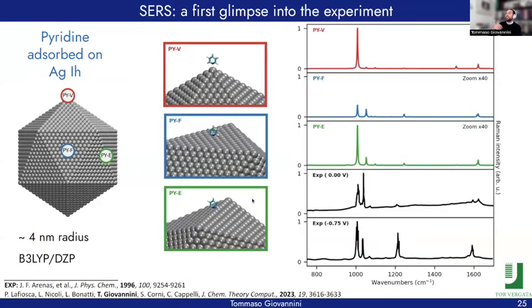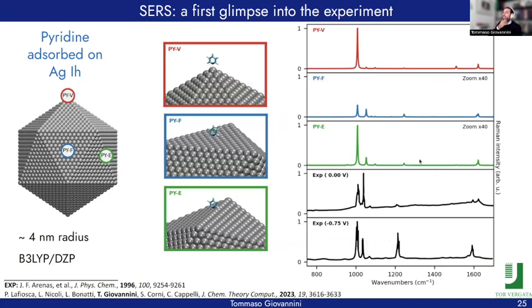And then here is just a first glimpse into the experiments of pyridine adsorbed on an icosahedral silver nanoparticle. This was the first system on which surface enhanced Raman scattering was measured. And here are our results as compared to the experiment. The agreement is not as good as the one that I showed you before, but the main features that are reported in the experiments are also present in our simulation.